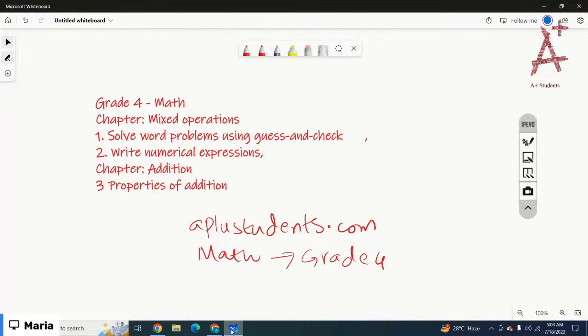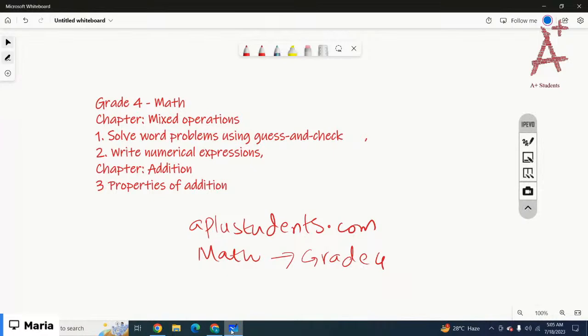You can find all the lessons on aplusstudents.com. You have to log in there using your email address and password as provided by the administrator. Then you have to select math from the subject tab, scroll down to grade 4 and then click on view all lessons. So there you can find a list of the chapters.